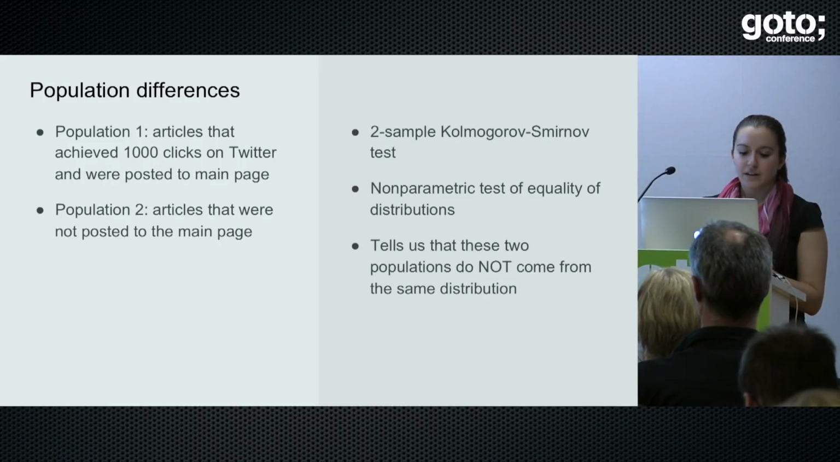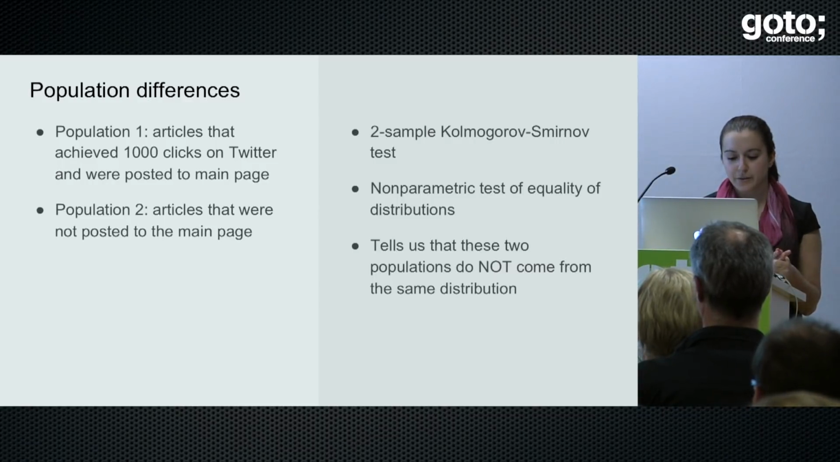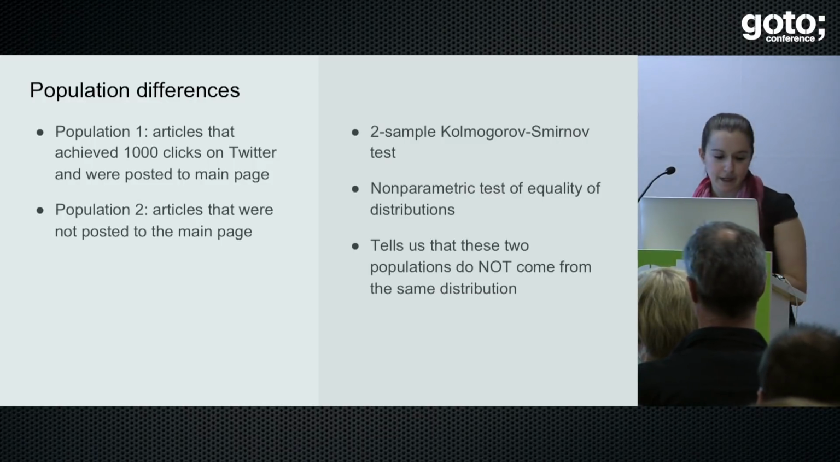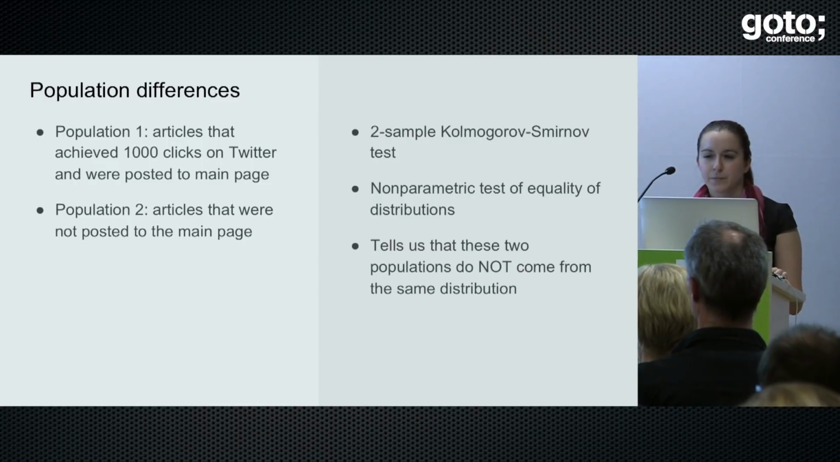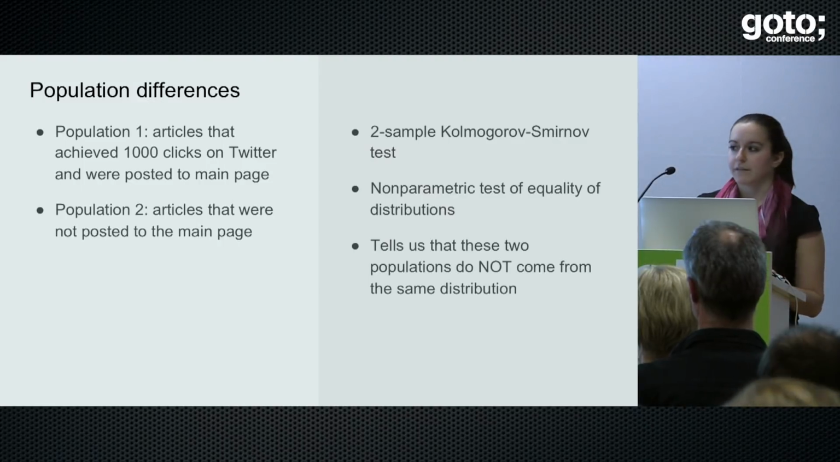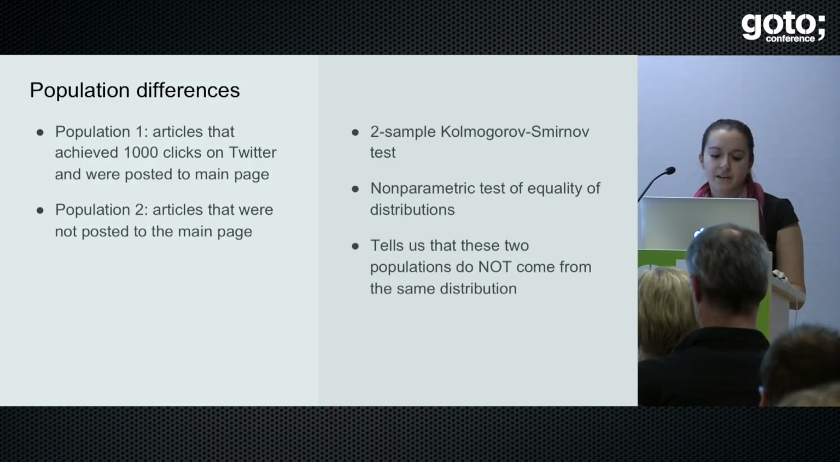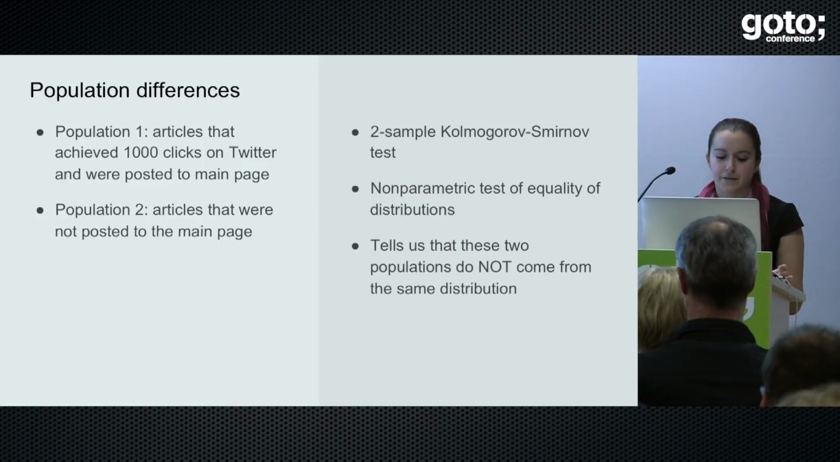So the next thing we want to figure out, knowing that these populations are different, is the probability that an article with 1,000 clicks on Twitter and is posted to main outperforms an article that is not posted to main. If you think about it, since our main audience is so large, if you post an article to main, it's probably going to get a lot more views than if you don't. But we want to understand what's going on here in the context of this 1,000 clicks on Twitter heuristic. So if, in fact, a 1,000-click Twitter article is maybe not likely to beat an article with less than 1,000 clicks, then the heuristic is kind of rendered useless.